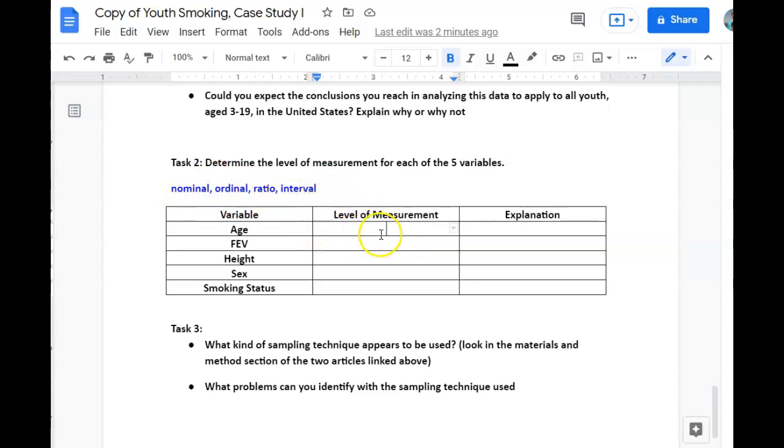Nominal, ordinal, ratio, interval. You're going to sort of put which one and explain why you think it's that level of measurement. FEV, what is it? Height, sex, smoking. So each of those you're going to have an answer of one of these 4 and an explanation why you think that is.